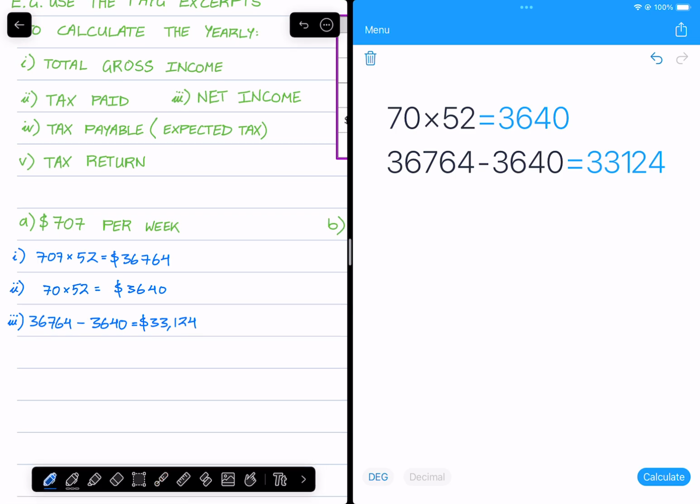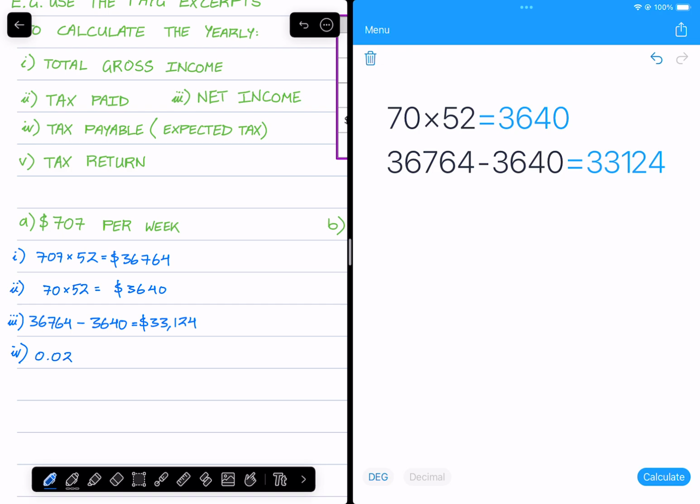Now, when we get to the end of financial year, this is what we are going to compare: how much has already been paid against what is expected to be paid. Now, to do the expected tax to be paid, we have to do two things. The first thing is we always are charged the Medicare levy, which is 2% of your gross or your taxable income.